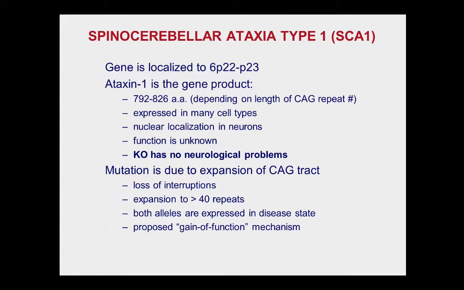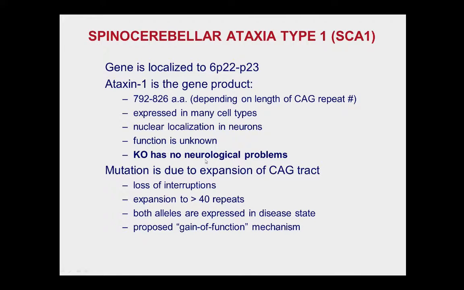The gene is on chromosome 6. The gene product is known as ataxin 1. It's roughly 800 amino acids, depending upon how long the CAG repeat is. So that's somewhat variable from person to person. Even in this room, people have quite a range. It's expressed in many cell types, not just in neurons, but it has a nuclear localization in neurons. Its function is still somewhat unknown. We'll get into that in a little bit.